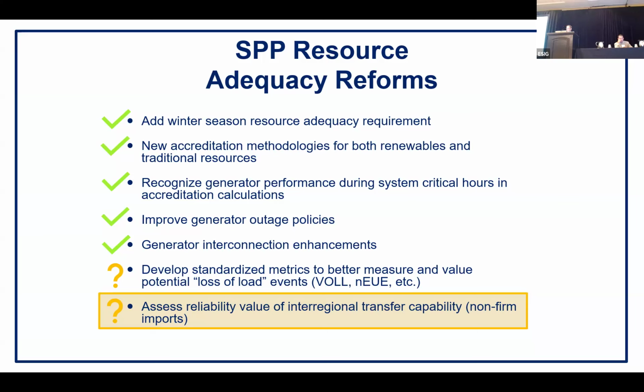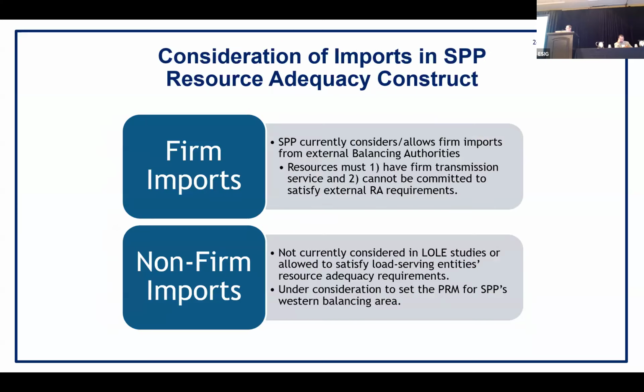But the one I want to focus on for just a couple slides here, because it feeds into this idea of wide area resource adequacy assessments that Derek has introduced and that the ESIG report introduces, is the value of interregional transfer capability, and particularly non-firm imports, and what's the interplay of that within a resource adequacy study. That's something on the work plan. It's not something that we've done yet in SPP, but it is definitely coming up. Probably by year end of 2026, we'll have a firm answer on how we're going to handle that.